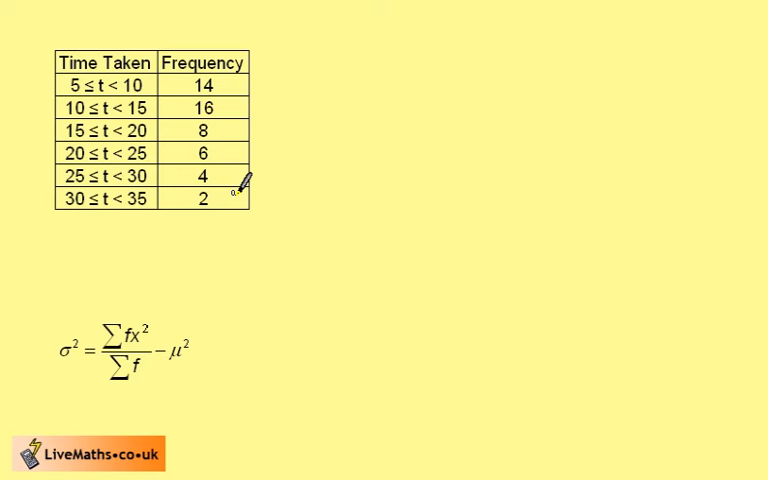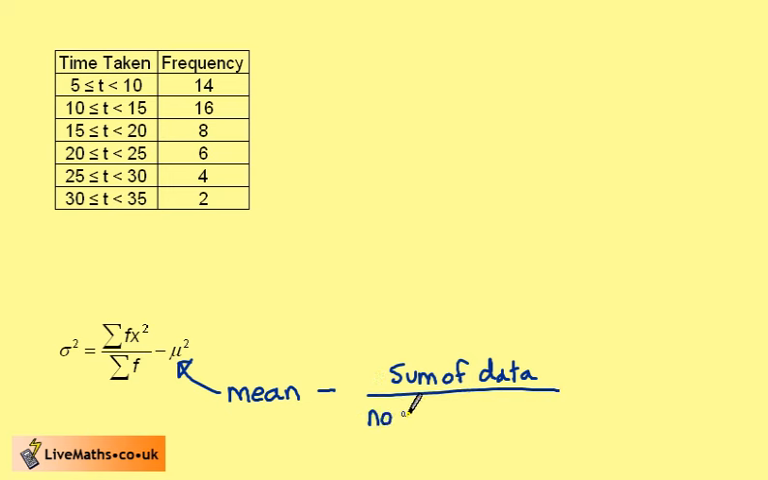In this example, we're going to work out the population variance and standard deviation for a grouped frequency distribution. We need to look at what each part of the formula means. Mu, we should know, is the mean. The mean is given by the sum of all of the data divided by the number of pieces of data that we have.